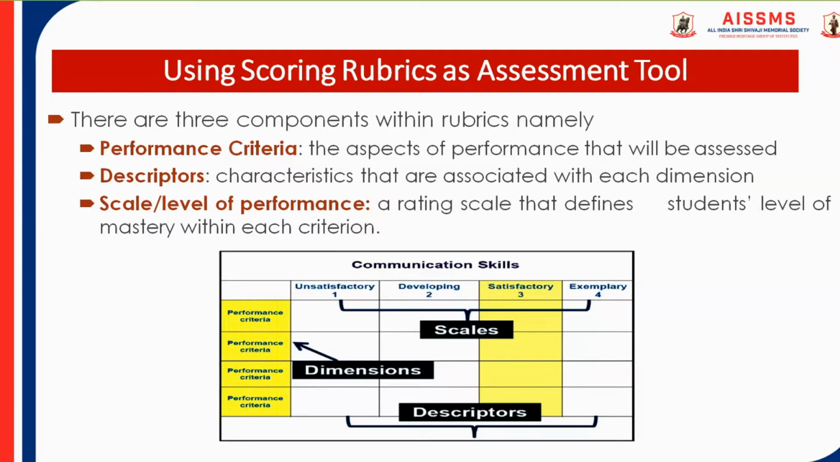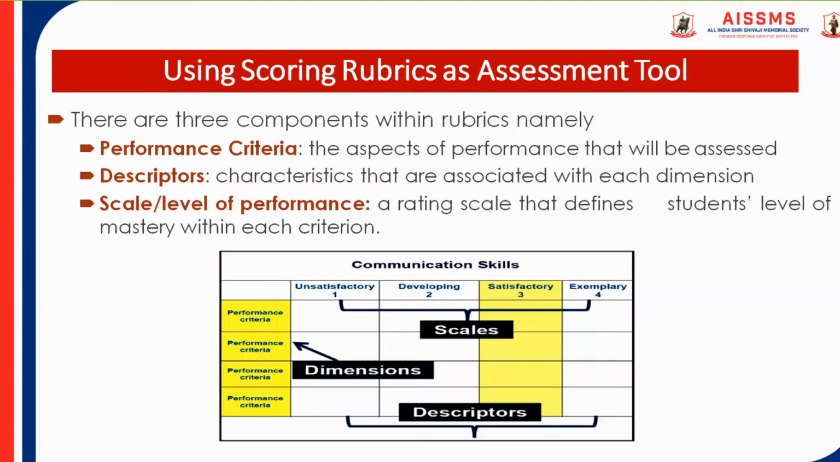So if you look at this table carefully, we have taken the example of communication skills. Then the first column talks about the performance criteria. Then we have the different levels, whether it is unsatisfactory, developing, satisfactory, or exemplary.